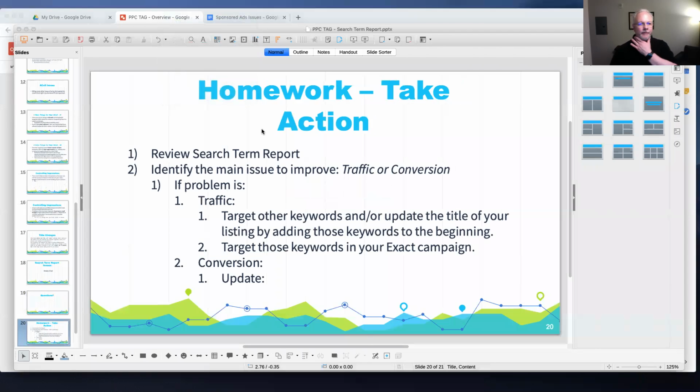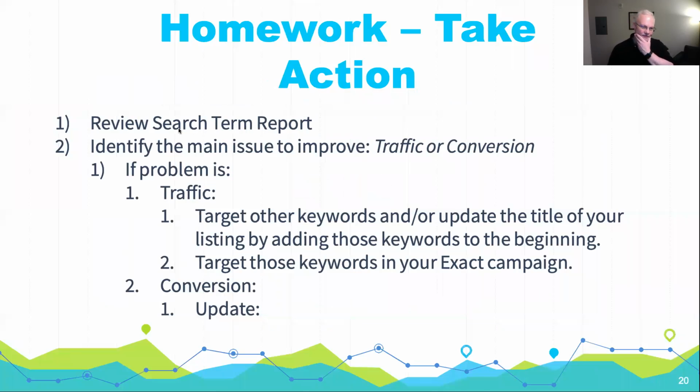So what we want to do is we want to review your search term report. You want to identify the main issue to improve traffic or conversion. If the problem is you're seeing low traffic, consider targeting other keywords, update the title of the listing and or find additional keywords, and then make sure to also target those in the exact match campaign to see if you can get better traffic coming through.